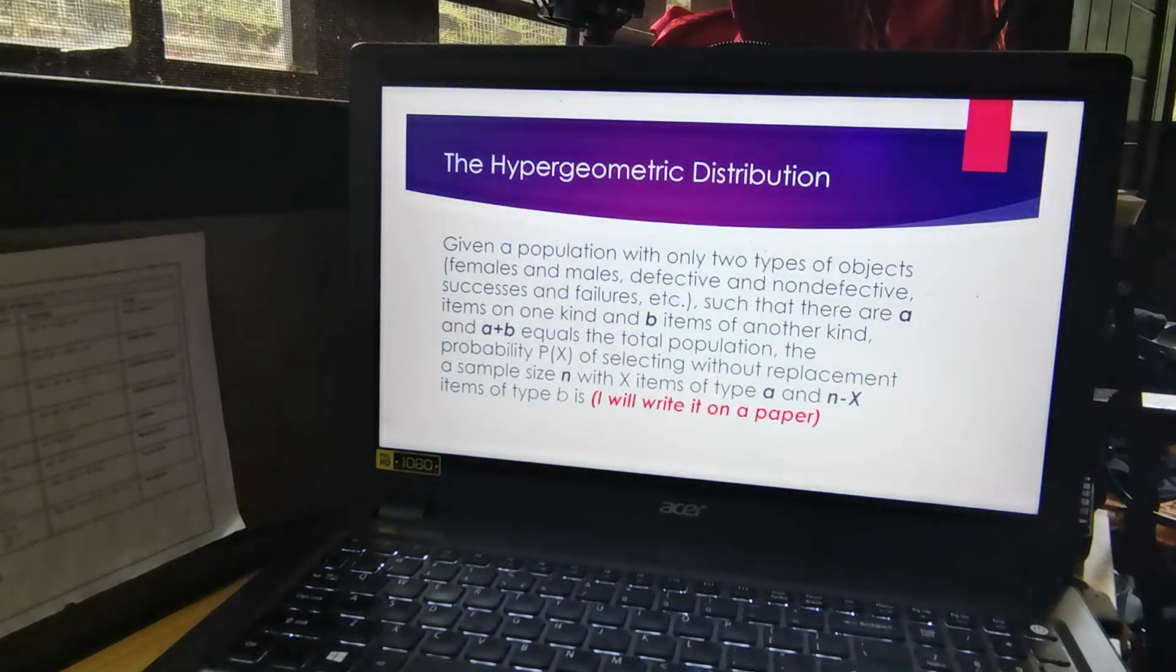And then we also have the hypergeometric distribution. So given a population with only two types of object, like female or male, defective or non-defective, success and failures among others, such that there are A items of one kind and B items of another kind, and A plus B equals the total population, the probability of selecting without replacement a sample size n with x items of type A and n minus x items of type B.